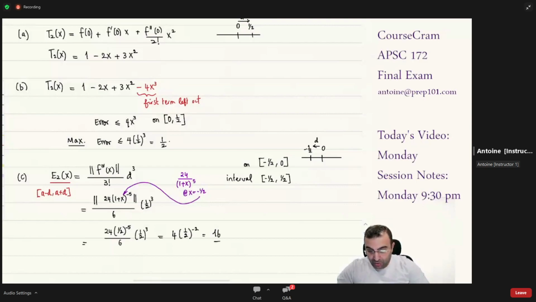So that's a huge error, right? The alternating series error was 1/2. Look how nice that error was. Look at how bad the Taylor polynomial error is. The error is 16 if we use Taylor polynomial. Alternating series error is in general better than Taylor error. It gives us better results.